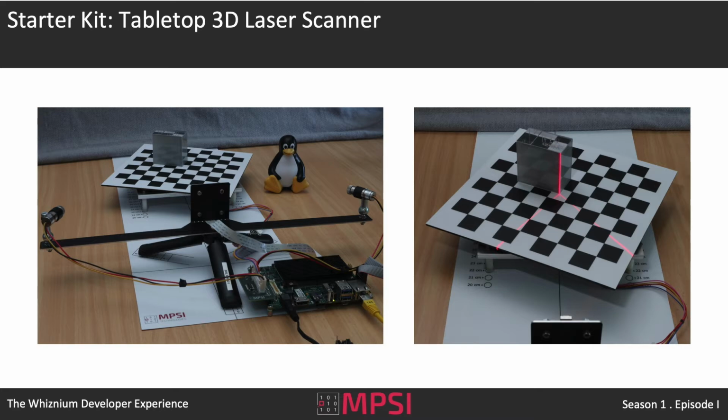The device is a tabletop 3D laser scanner, looking like this. So, you have a turntable where you can place an object, and you have a camera and 2 line lasers which are directed at this object. Currently we offer the starter kit in 2 versions. One is based on Toradex's Apalis iMX6 single board computer. It's a quad-core running embedded Linux.